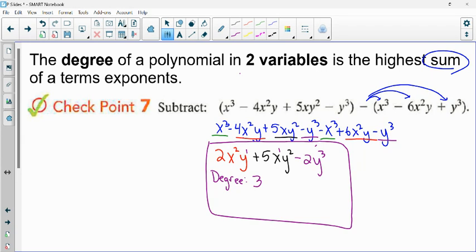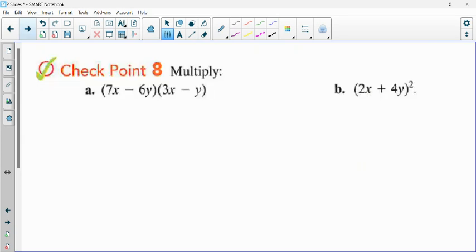Now again, it's not often that all terms have a 3. That's kind of rare actually. But you do have to go through and add up all the exponents for each term, and whichever the highest one is now the degree. All right, so here's 2 more examples.